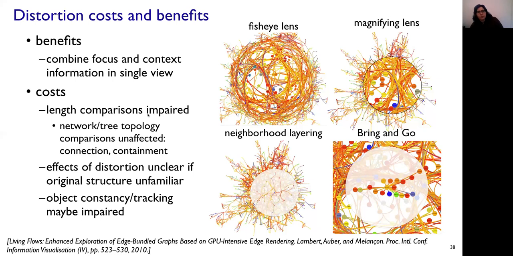So certainly if what you need to do involves a straight up length comparison, then probably this sort of geometric distortion is not going to be a great idea. With networks in general, understanding topological structure is not necessarily impaired by this kind of distortion, both the connection and the containment.